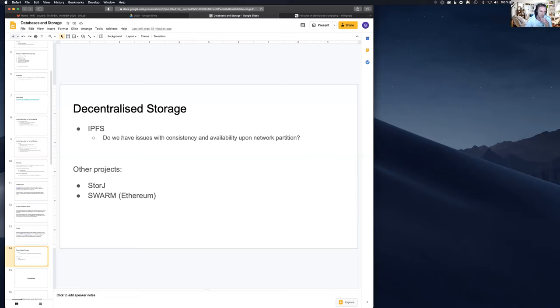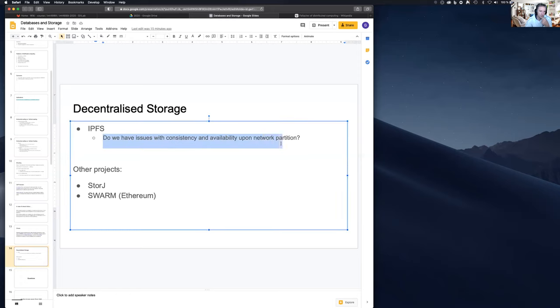So my question to you is, do we have an issue with consistency versus availability when the network gets partitioned in IPFS? Let's imagine that I have 20 nodes. Those 20 nodes store files, and then 10 of the nodes become inaccessible to the other 10, and I'm connected to those 10. What will happen? The designers of IPFS, of course, have the same issues as everybody else in distributed computing. What did they choose? Did they choose consistency or did they choose availability? Anyone?